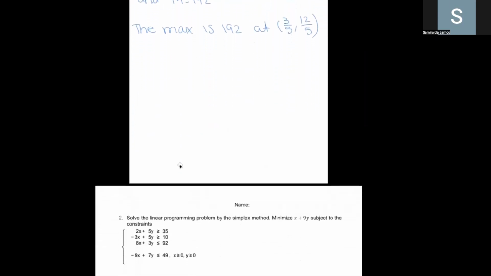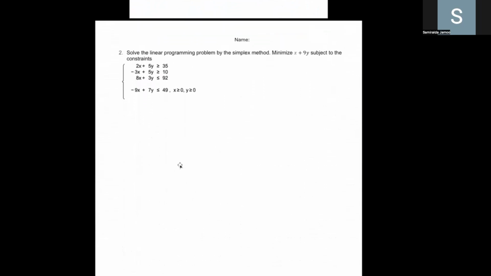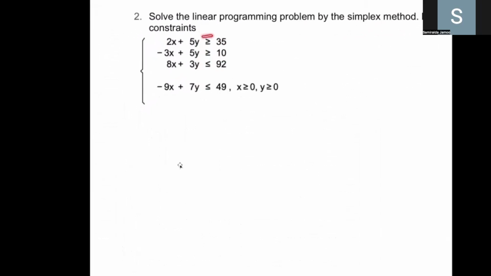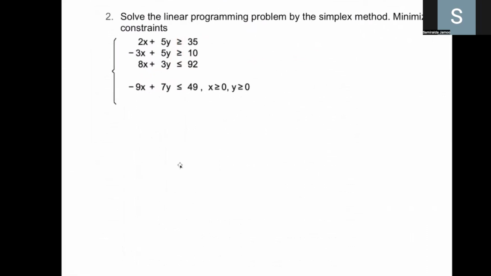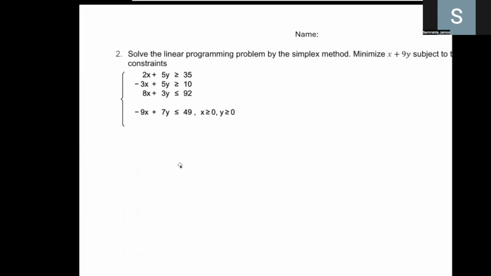Now moving on for the second one. We want to solve another linear programming problem using the simplex method, but in this case, we want to minimize some objective function. So first I'm going to check and see if this is in standard form. It's not. There are two equations that are greater than or equal to 0, so I have to fix those first. Then I have to worry about how do I minimize. So let's fix my equations by multiplying each one by a -1.